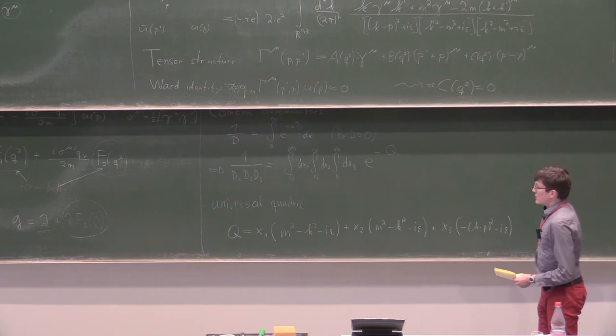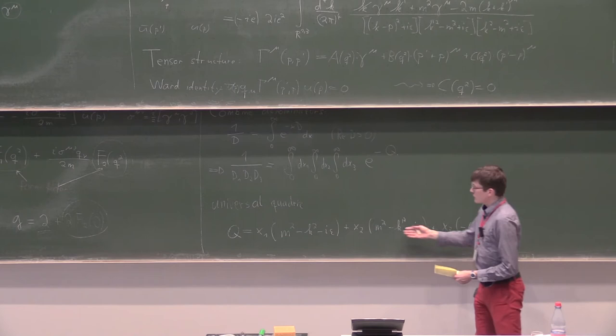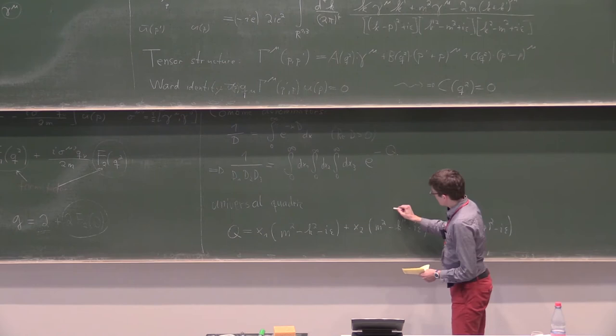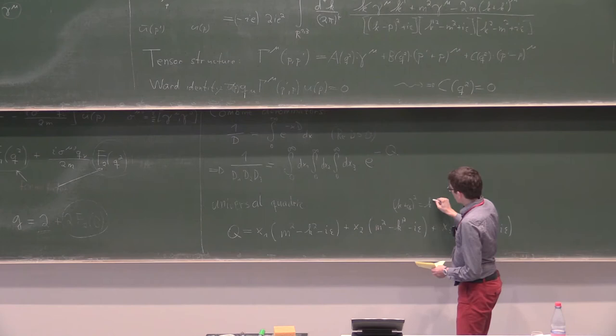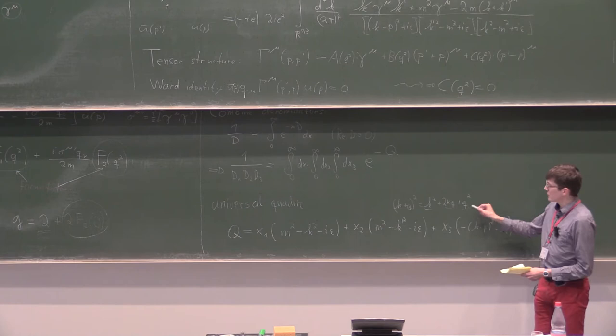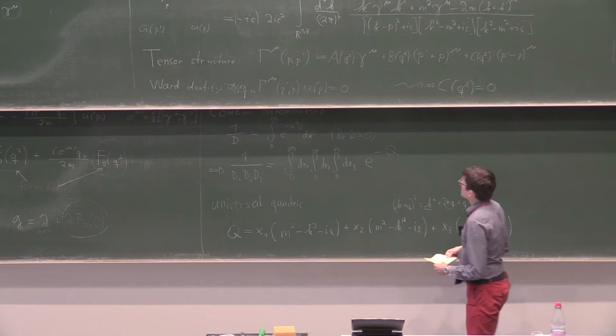So one advantage of this kind of reformulation is that now you have one quadratic expression in the loop momentum. And if you have a quadratic expression, you can complete the square. So you see this here is k plus q squared, so this is k squared plus 2k times q plus q squared. And similarly, you can expand this. So you have quadratic terms in the loop momentum, linear terms, and terms that don't depend on the loop momentum at all. But if you take everything together, you can repackage it and complete the square.